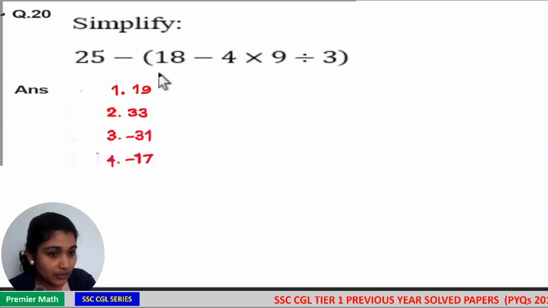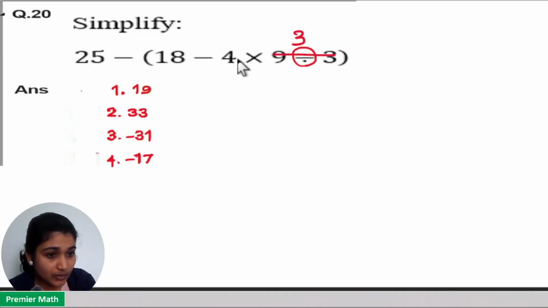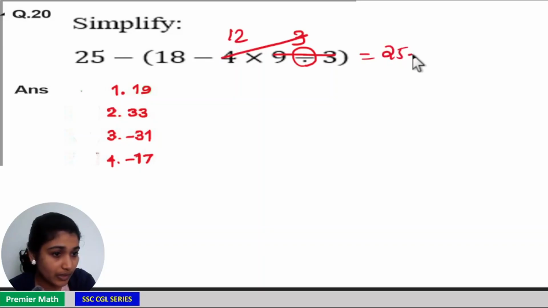Simplify the following. First solve the bracket and give priority to division. 9 by 3 is equal to 3. 4 into 3 is equal to 12. 18 minus 12 is 6. So 25 minus 6 is equal to 19. Option 1 is your answer.